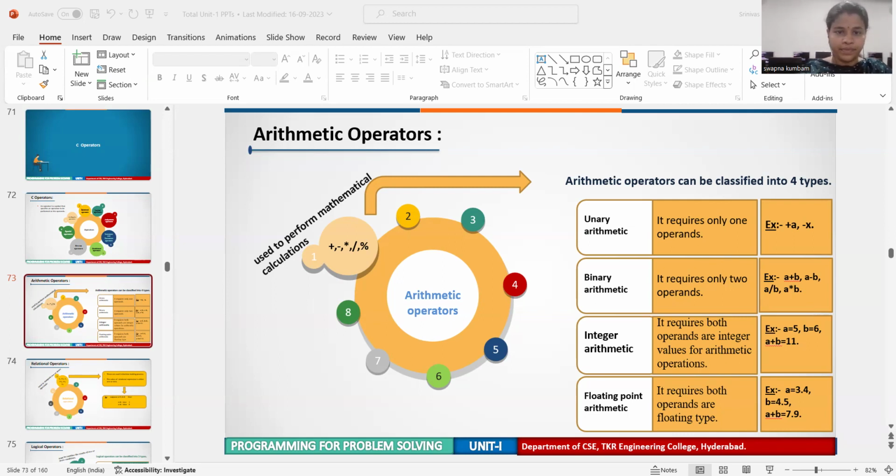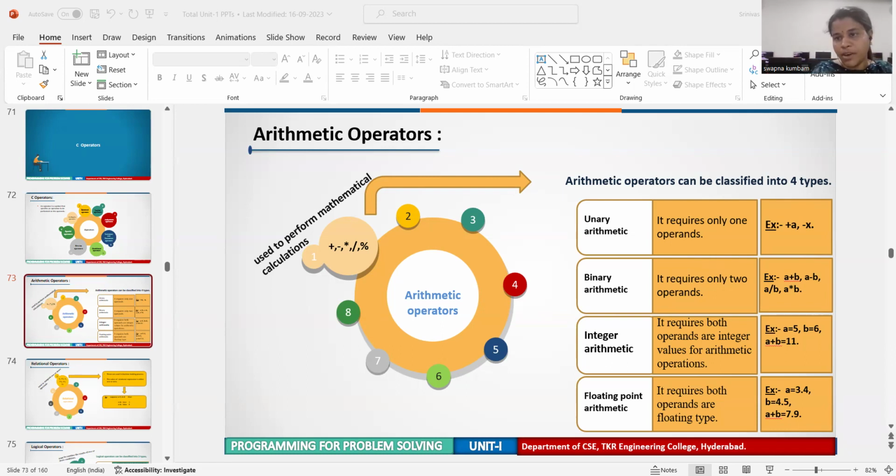Plus, minus, star indicates multiplication, and next for division, we will use the slash symbol. The symbols you should remember compulsorily. And the final thing here is modulus. The modulus symbol will be used. These are the arithmetic operators.